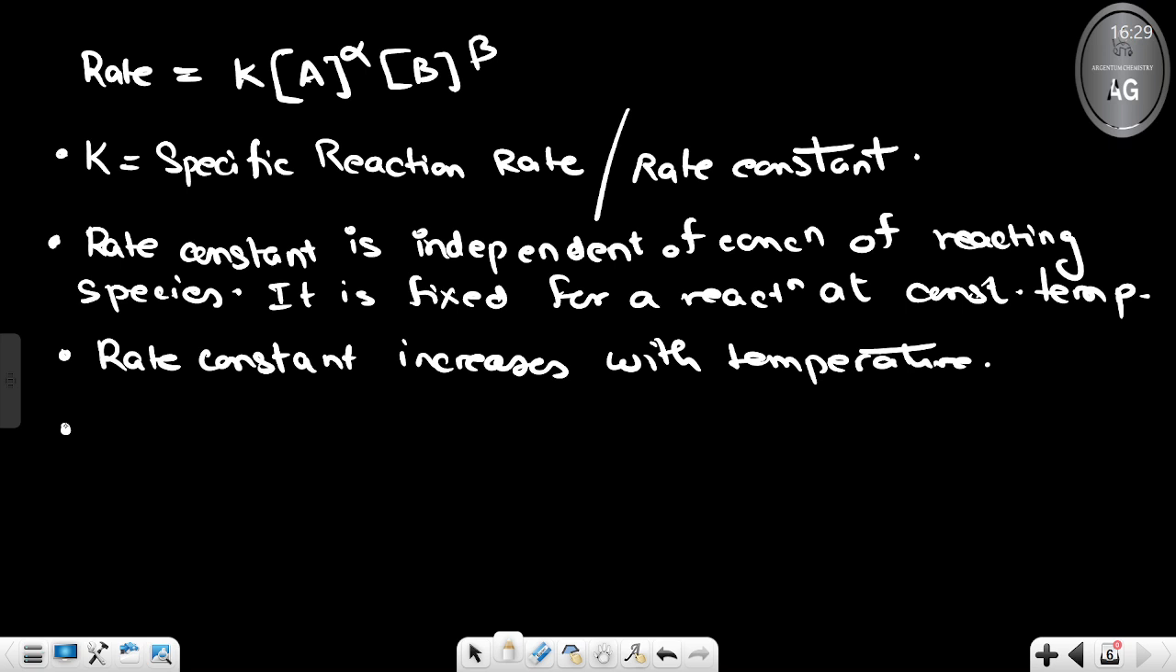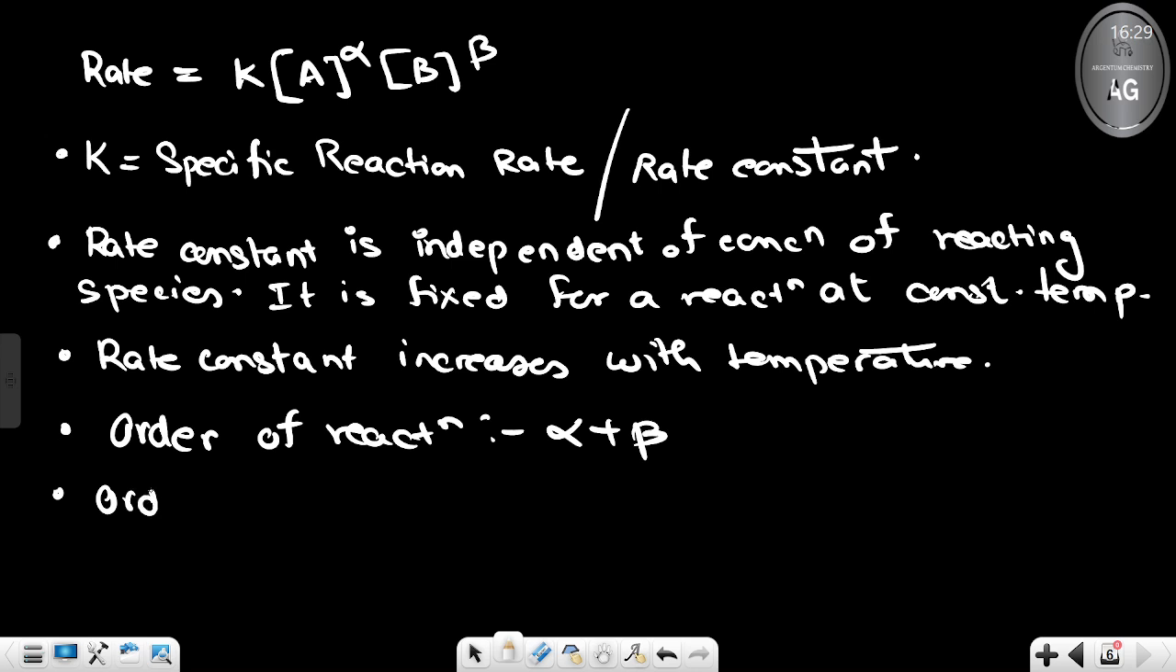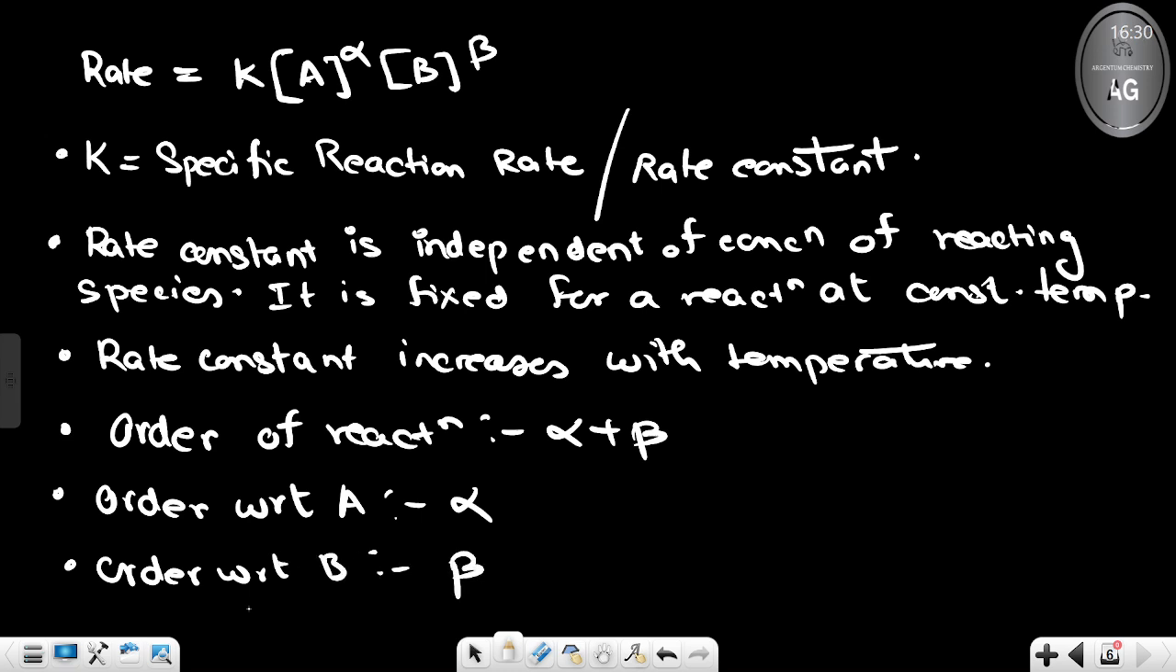Clear? However, remember this, that the order of the reaction with respect to someone will be only the power of that particular reactant. Okay, but if it is asked overall order of the reaction, then add up all the powers. Simply. Clear? So the order of this reaction will be alpha plus beta. But if I ask you, order with respect to A, then alpha. Order with respect to B, then beta. Clear? So if it is asked order with respect to A, then only alpha, not beta. But if it is the order of the reaction, then we will call it alpha plus beta.